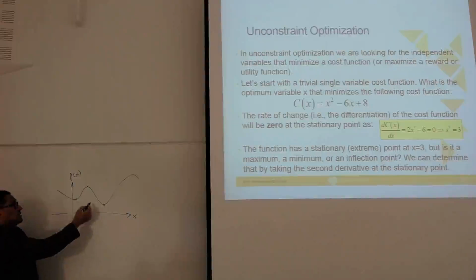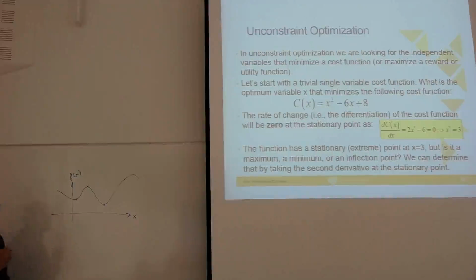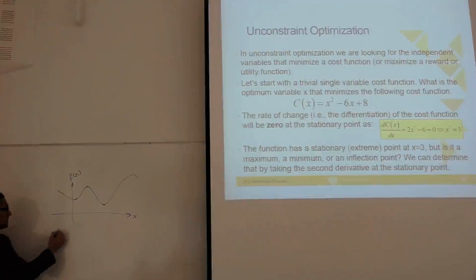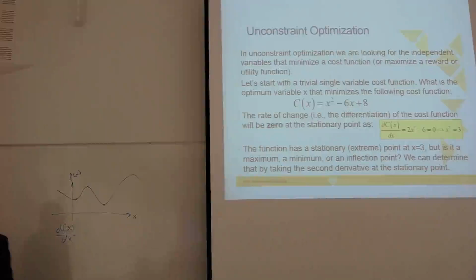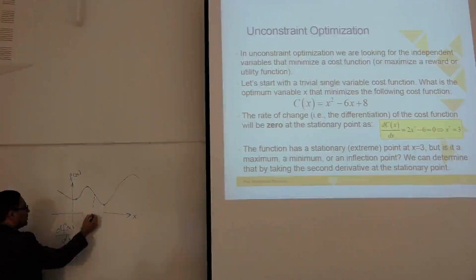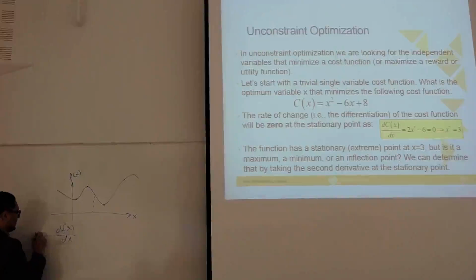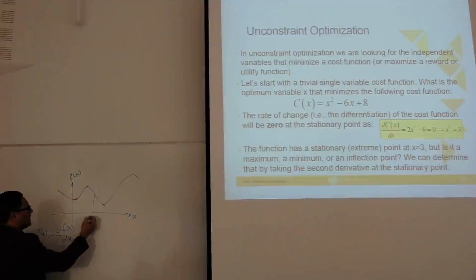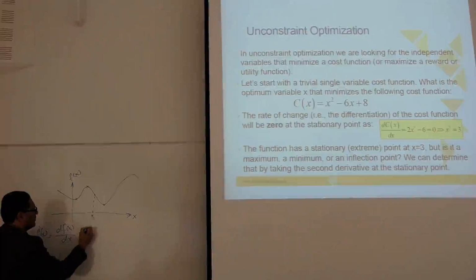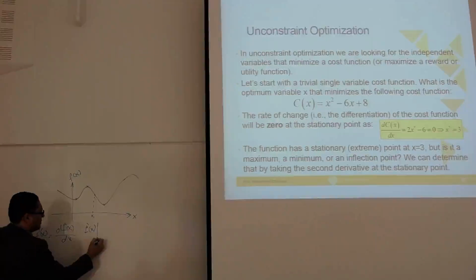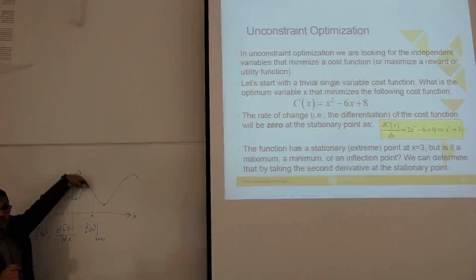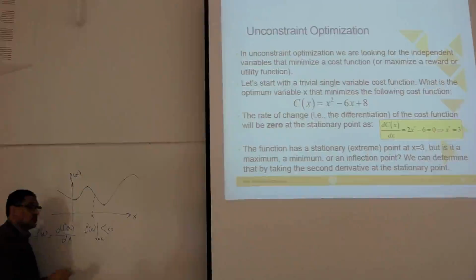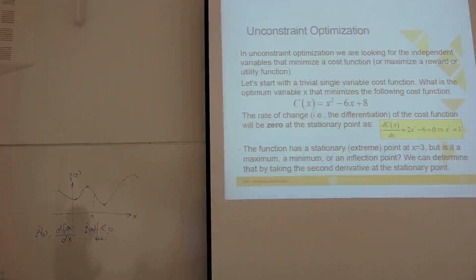If we look at this function, the definition of the differentiation of this function refers to the rate of change. For example, this is f dash of x. If we take it at x equal to x1, you can see the rate of change is going down. So this should be less than 0, which indicates that the rate of change is going down.